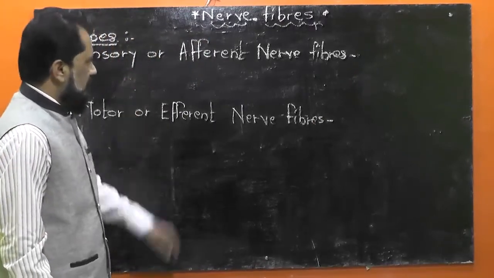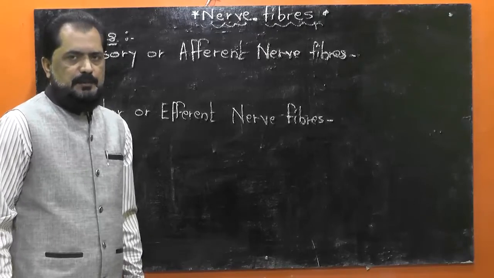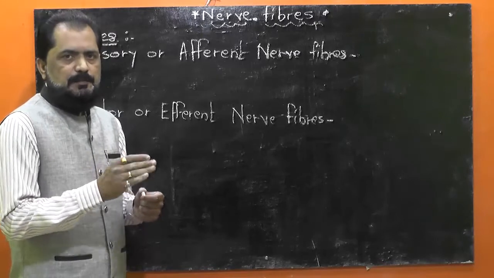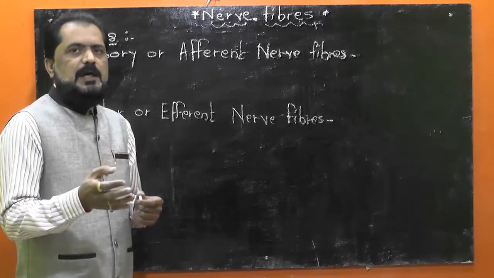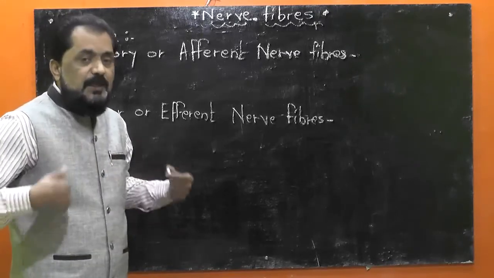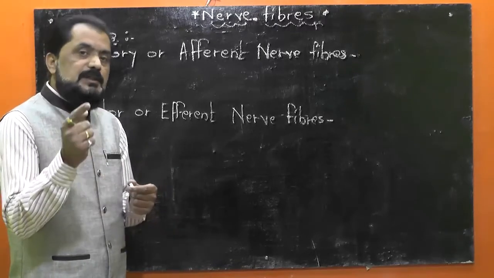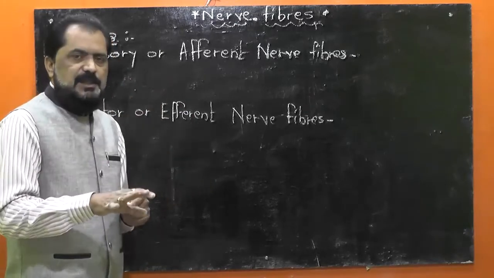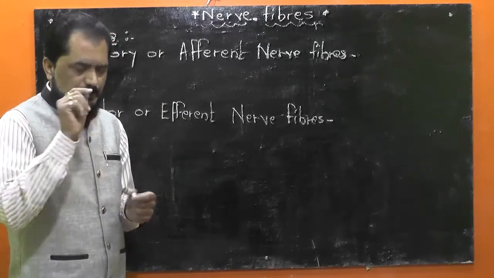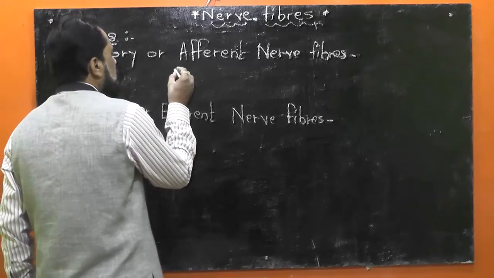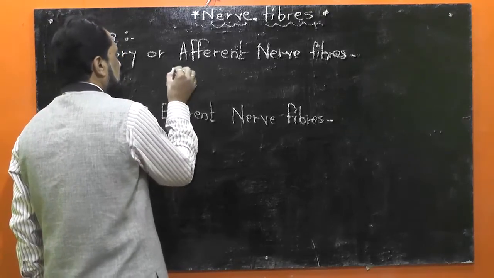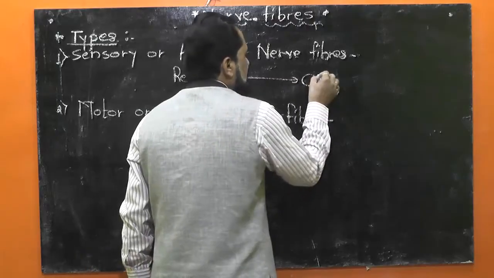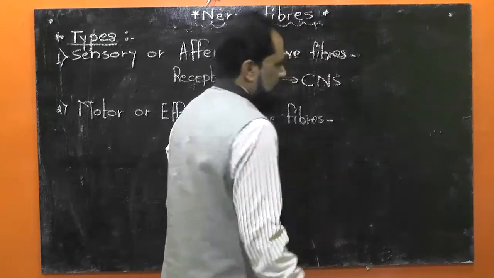Now what does it mean? Sensory or afferent nerve fiber. Very simple. Those nerve fibers which conduct impulses from receptor organs or peripheral organs towards the central nervous system, CNS, are known as sensory or afferent nerve fibers. Let me write. Those nerve fibers which conduct impulses from receptors to the CNS, central nervous system, are said to be sensory or afferent.